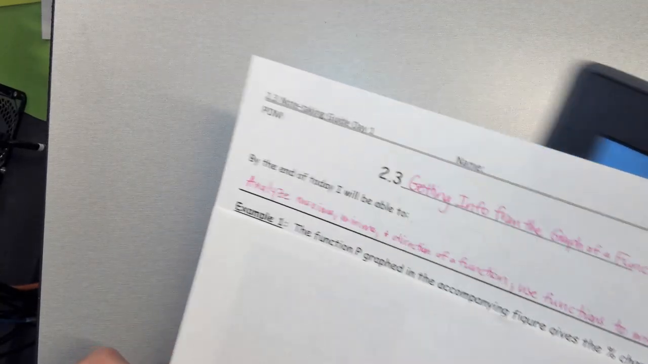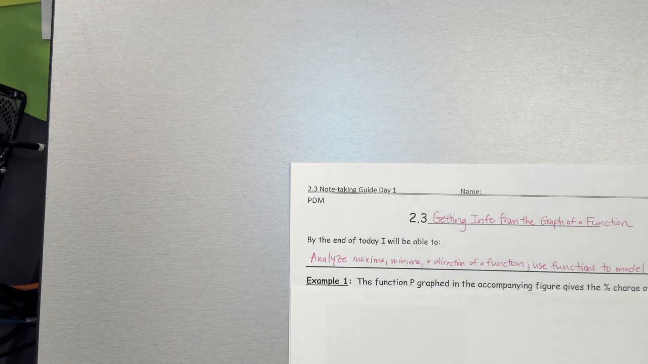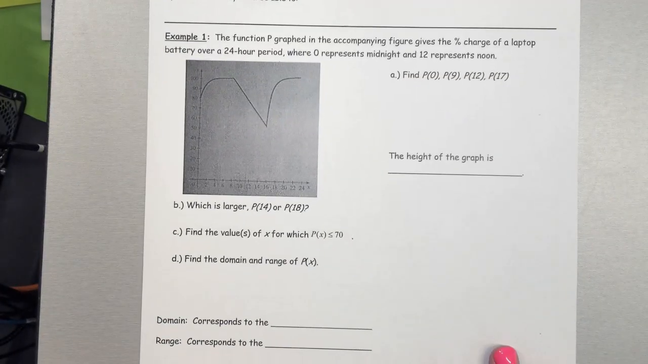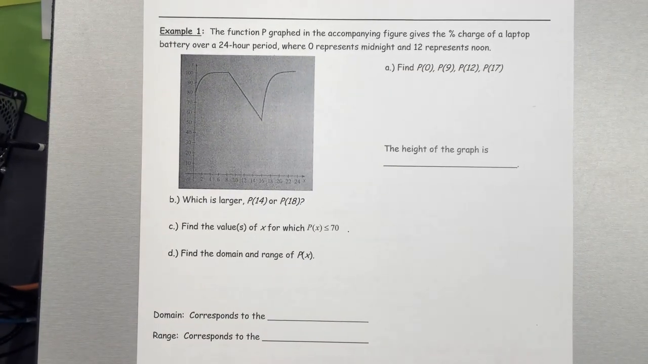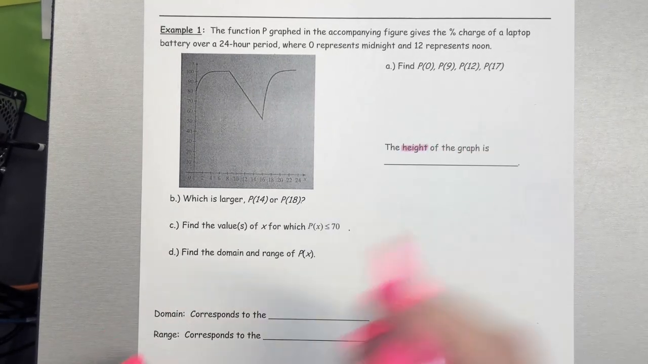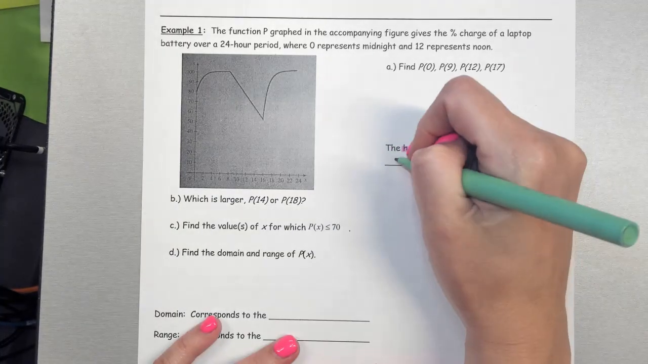So you have this function that is graphed, and it is modeling the percent charge of a laptop battery over a 24-hour period, where 0 is midnight and 12 represents noon. So you're finding P of 0, P of 9, P of 12, P of 17. When you're finding those, just keep in mind that the height of the graph is going to be the value of the function.